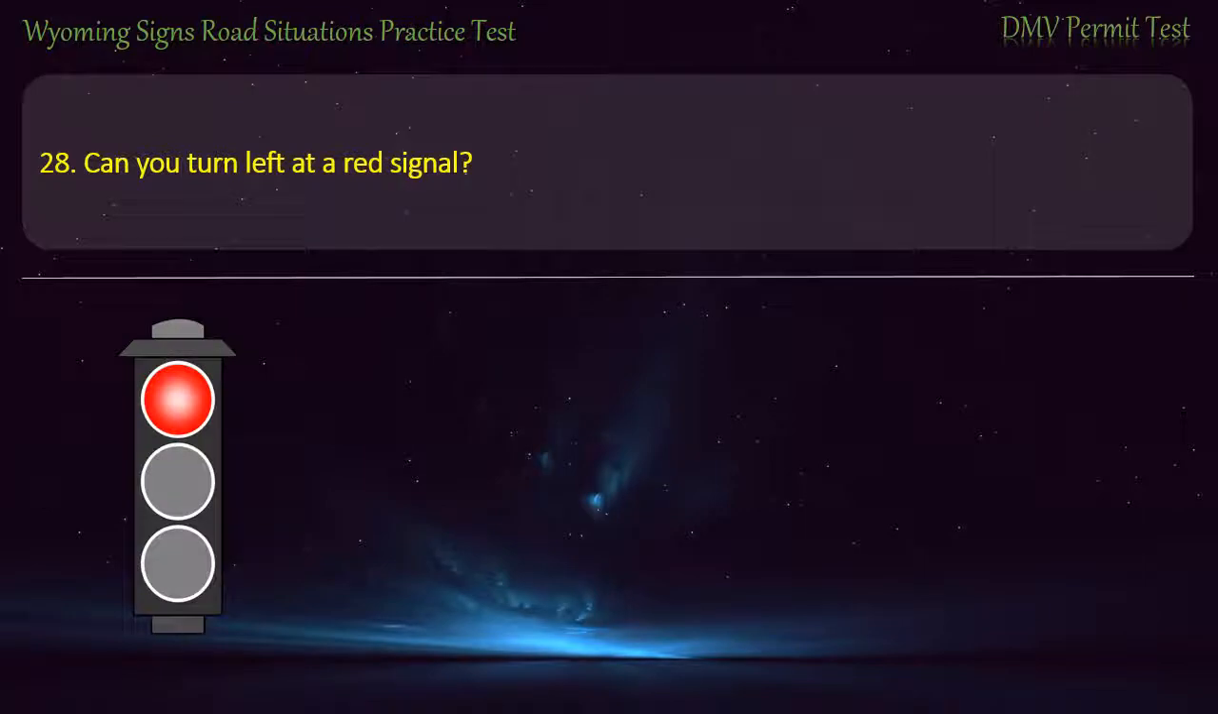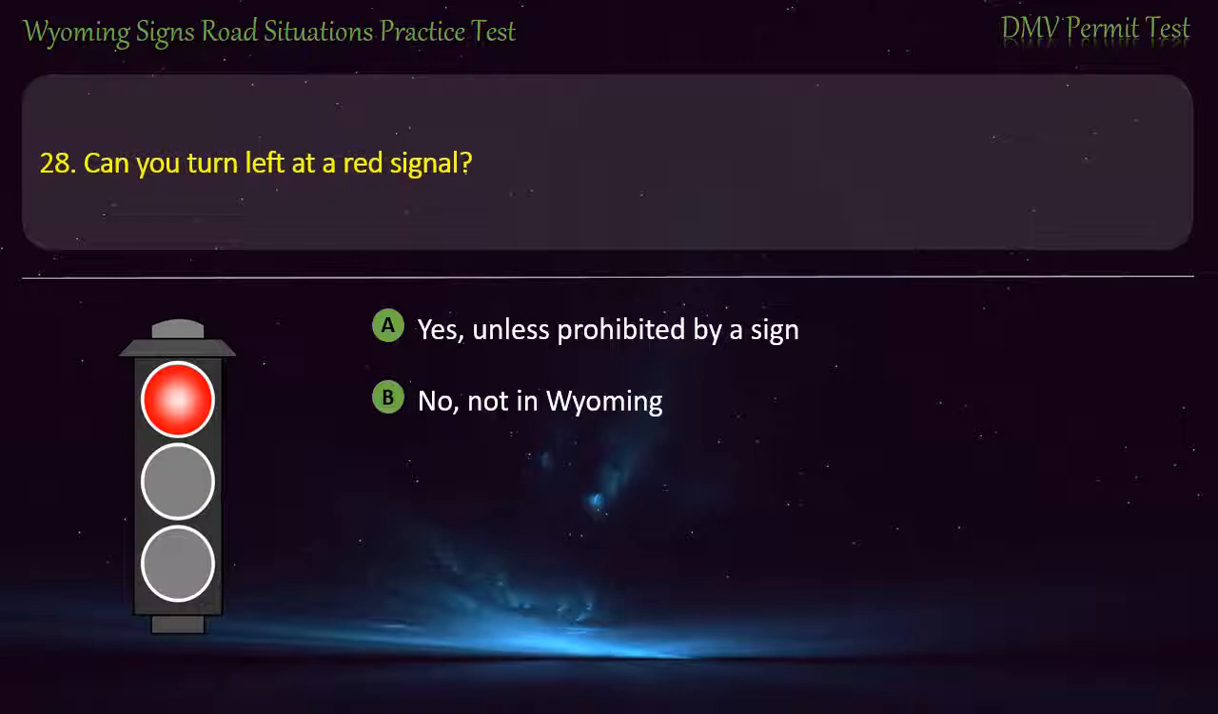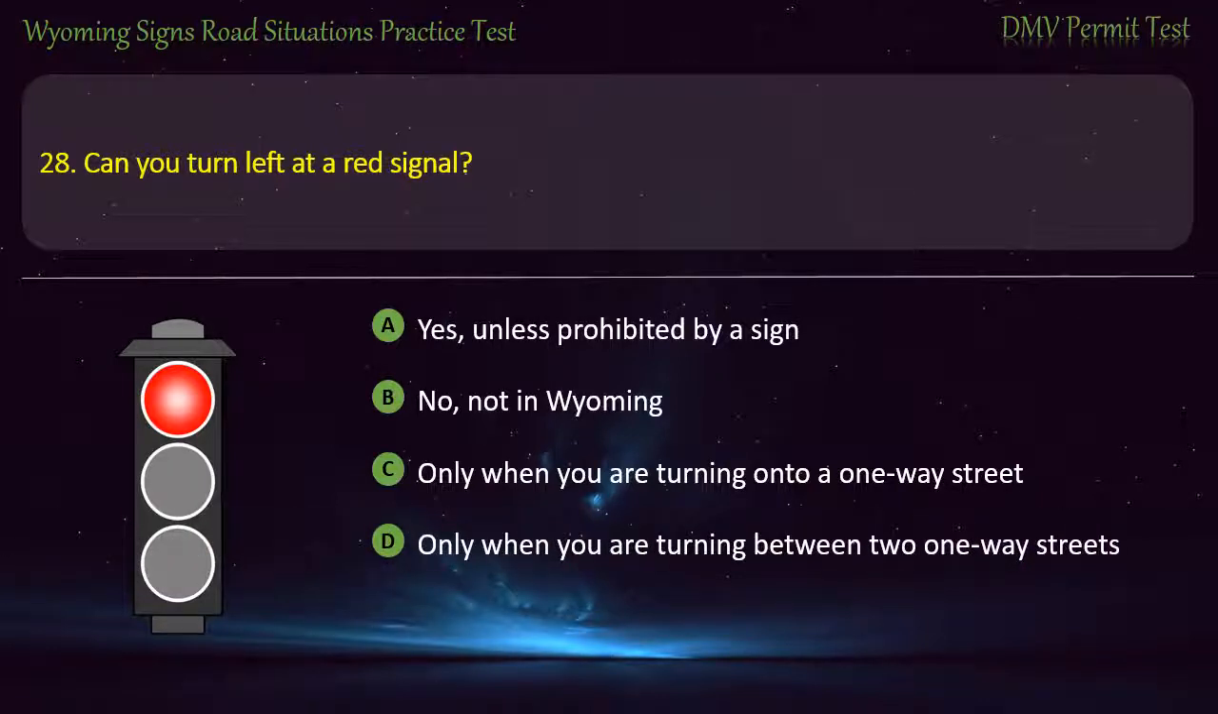Question 28. Can you turn left at a red signal? Yes, unless prohibited by a sign. No, not in Wyoming. Only when you are turning onto a one-way street. Only when you are turning between two one-way streets. Answer. Only when you are turning between two one-way streets.